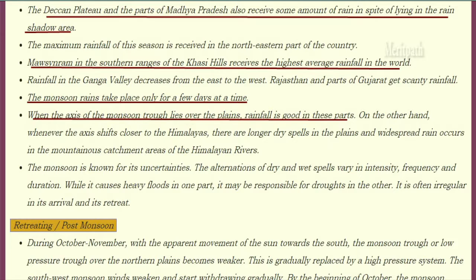Rainfall in the Ganga Valley decreases from east to west. Rajasthan and parts of Gujarat get very scanty rainfall. Monsoon rains take place only for a few days at a time. When the axis of the monsoon trough lies over the plains, rainfall is good in these parts. But on the other hand, whenever the axis shifts closer to the Himalayas, there are longer dry spells in the plains and widespread rain occurs in the mountainous catchment of Himalayan rivers.